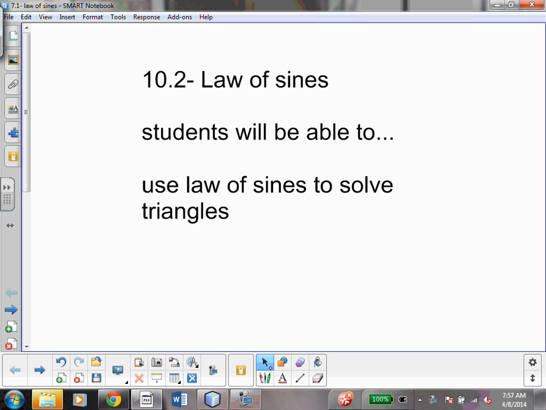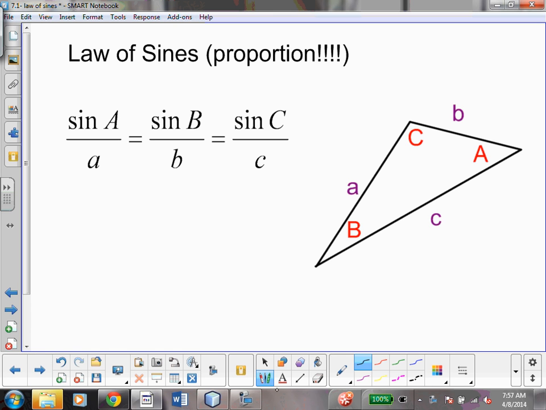All right, class, today we're going to be studying section 10.2, which is the law of sines. We are going to be able to use the law of sines to solve triangles. The law of sines is quite different from the law of cosines. The law of sines comes from proportions.